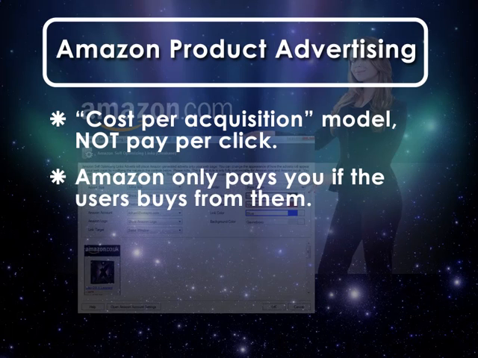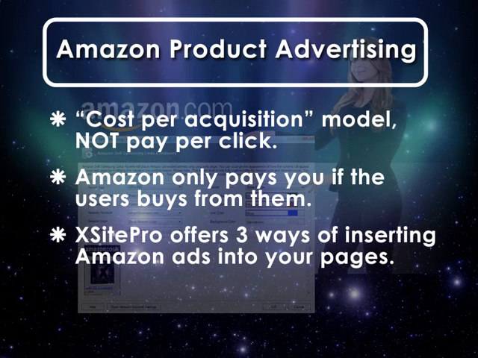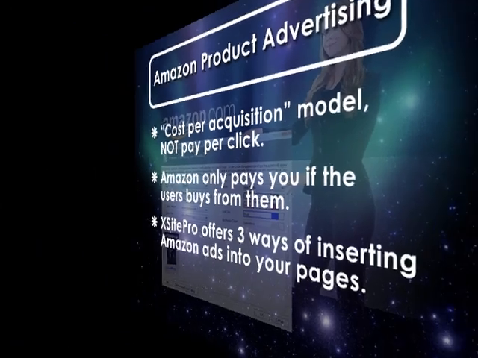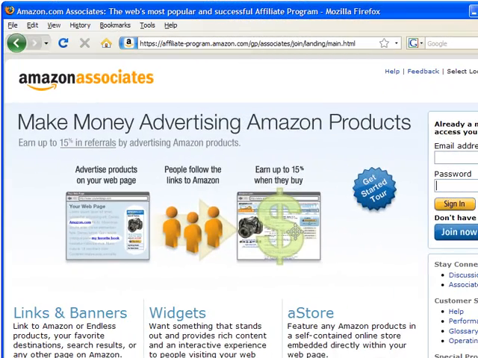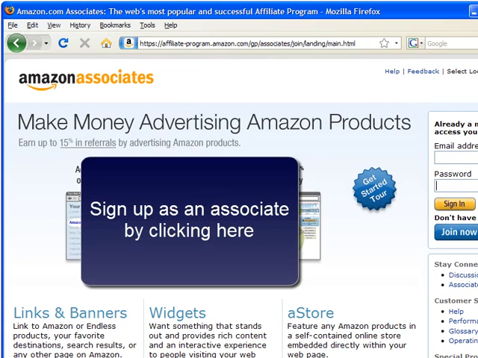This tutorial will teach you three handy methods of leveraging Amazon content into your XSitePro sites to help you make money. So let's get started by inserting a product link, which is probably the most common of the three. Before you do anything, you'll need to sign up as an Amazon associate. You can learn all about the process as well as actually sign up by clicking here.